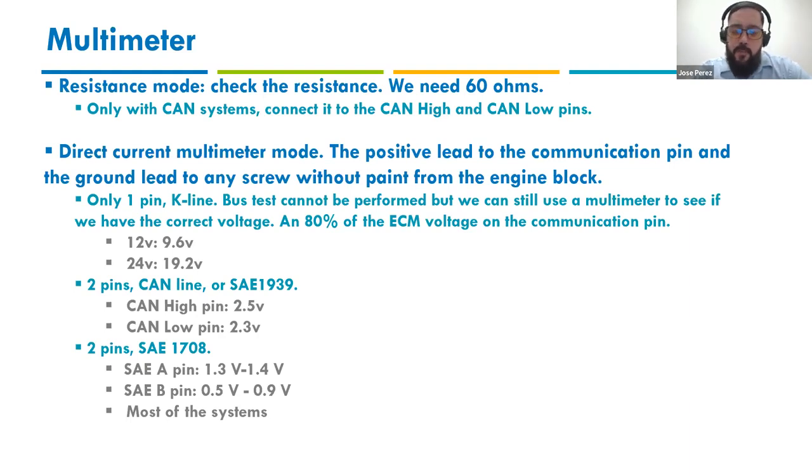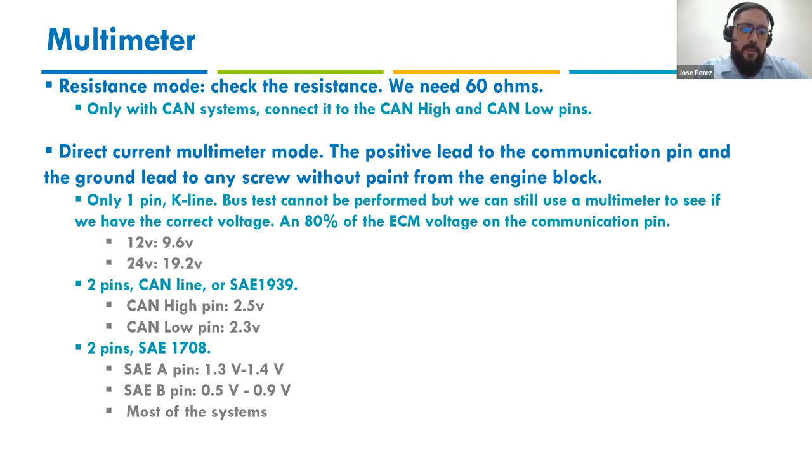If you have 60 ohms, that's good. That means that both terminating resistors are working properly. If you test with the multimeter and you get 120 ohms, that means one of the terminating resistors is bad and you only have the one doing the work. So that's obviously not going to communicate.